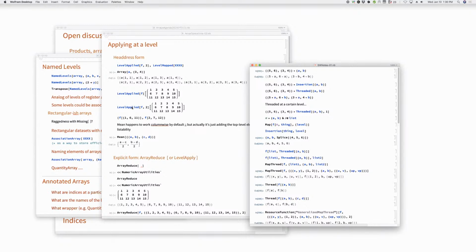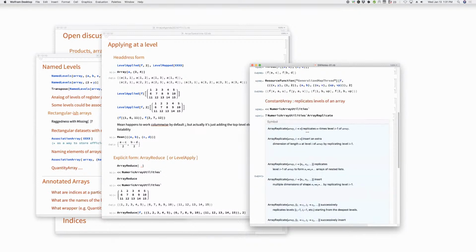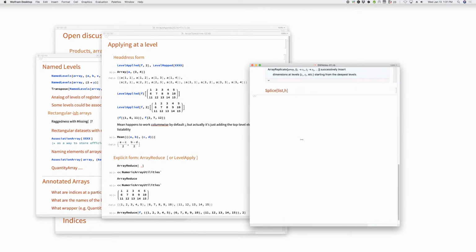Well, it's like a column-wise addition. How do you do column-wise addition? What's the right way to think about it? Is it level applied of plus, comma, or total, comma, 2, or what? I would say total, comma, list 2, probably. Okay, so this is another topic here. This is the headdress form of array reduce, otherwise known as level applied.